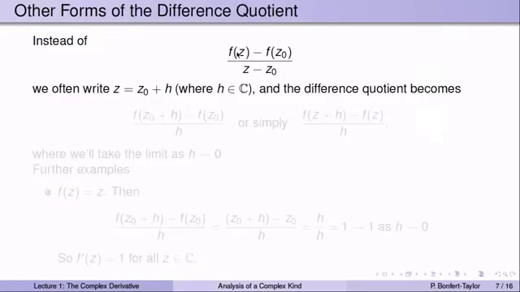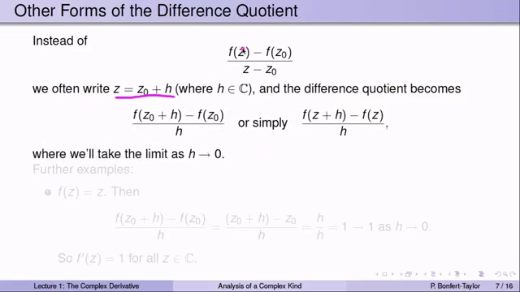Sometimes, instead of writing the difference quotient as f of z minus f of z0 divided by z minus z0, we write z as z0 plus h, where h is a complex number. And the difference quotient then would become, instead of writing z here, we're going to write z0 plus h. So f of z0 plus h minus f of z0. And z minus z0 then becomes, if we write z as z0 plus h, and subtract from that z0, what's left over is h. So this is the exact same quotient, just written in a different way in terms of the difference h rather than in terms of z.